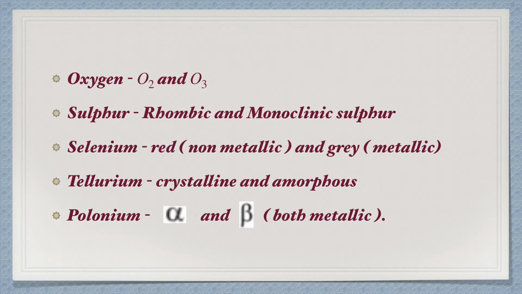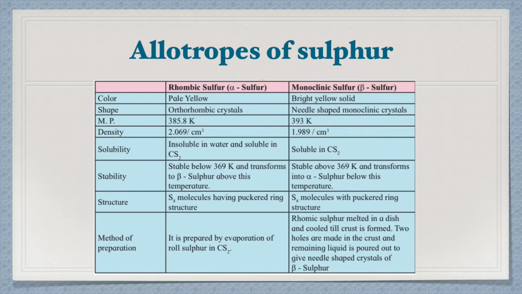I missed out one thing over there. Sulfur exists in two forms, rhombic and monoclinic sulfur, and both are metallic in nature. Please understand, both are what? Metallic in nature. So now we'll see allotropes of sulfur in detail.